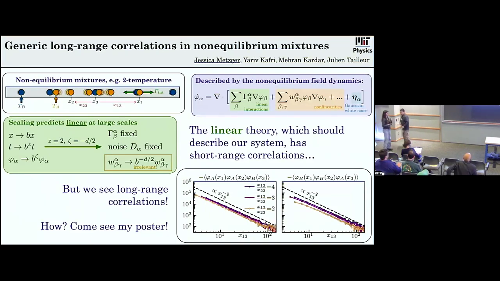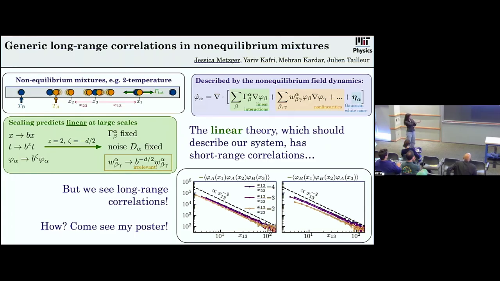Hi, so I'm Jessica. Recently, non-equilibrium mixtures like non-reciprocal and two-temperature mixtures have received a lot of attention, mostly for their rich phase and pattern-forming behavior. But it's important to also understand their disordered phases.